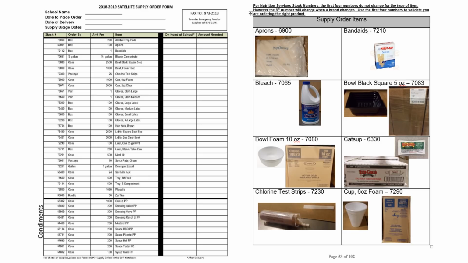Let's look at the supply order form in more detail and go over what each item is. In your SOP manual at the school, under the Forms section, in the Supply Order Standard Operating Procedure, a blank copy of the supply order form is located there. Also located in this procedure are pictures of all the supplies you order on this form.